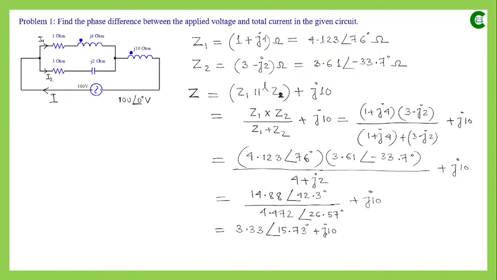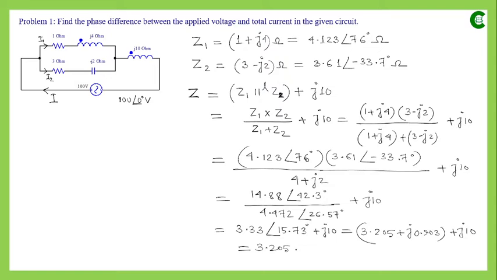Now these two values will be added, so for simplicity we have to convert this polar form into its equivalent rectangular form, and that will be 3.205 plus j0.903, and with that we already have j10.